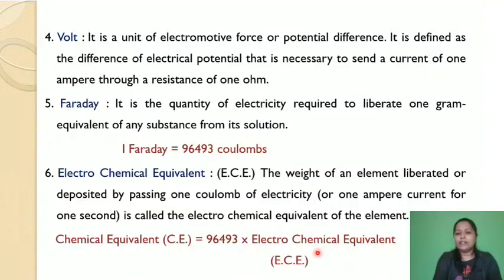Chemical equivalent and electrochemical equivalent are different terms. Chemical equivalent is equal to the equivalent weight of the substance, and electrochemical equivalent is chemical equivalent divided by 96,493. Therefore these are the electrical units used in electrogravimetry. So today we will stop here. Thank you.